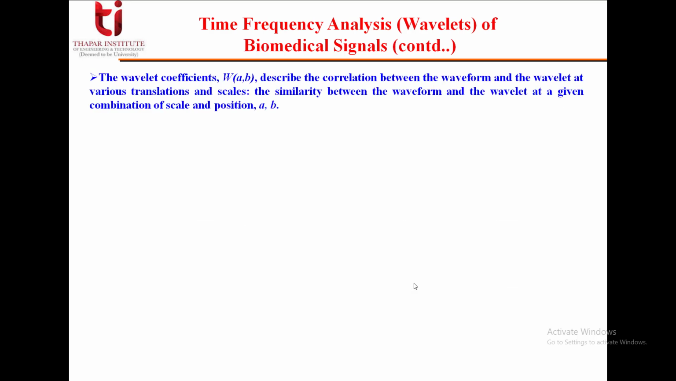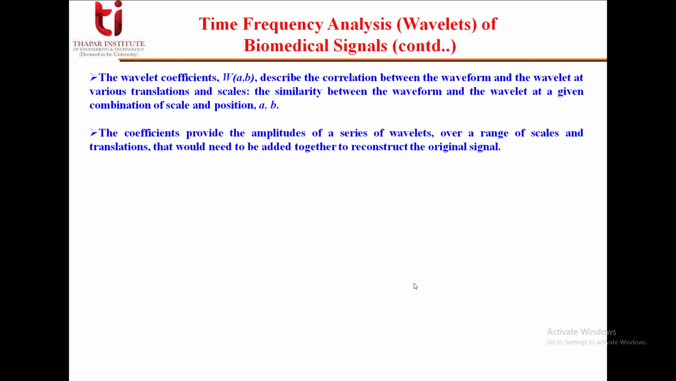The wavelet coefficients W(a,b) mainly describe the correlation between the waveform and the wavelet at various translations and scales, the similarity between the waveform and the wavelet at a given combination of scale and position a, b. The coefficients provide the amplitude of a series of wavelets over a range of scales and translations that would need to be added together to reconstruct the original signal.